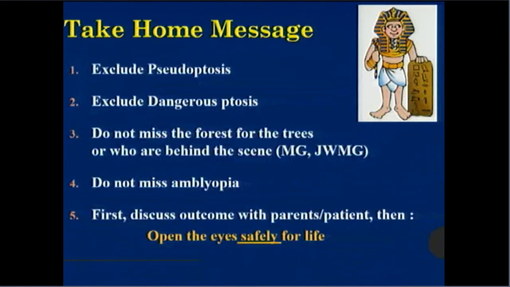So the take-home message: first, whenever you see a patient with congenital ptosis or acquired ptosis, you have to exclude pseudoptosis. And always remember to exclude dangerous ptosis and to work patients up if you have such a case. You have to inspect the patient and always remember, do not miss the forest for the trees, or what is behind the scene, like myasthenia gravis or jaw-winking Marcus Gunn phenomena. Never ever miss amblyopia in the pediatric age group, and you have to discuss the outcome with the parents or patients, and then you can open the eye safely for life.